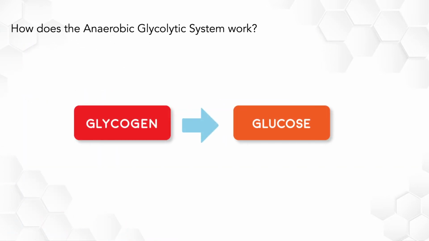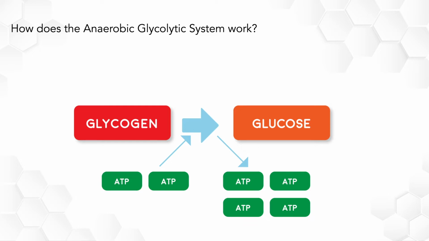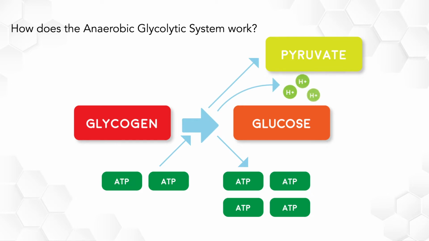Initially, stored glycogen is converted to glucose. Glucose is then broken down by a series of enzymes. 2 ATP molecules are used to fuel glycolysis, and 4 are created as a result. So the body gains 2 ATP to use for muscular contraction. The breakdown of glucose to synthesize ATP results in the creation of a substance called pyruvate and hydrogen ions. The muscle becomes increasingly acidic as more hydrogen ions are created.